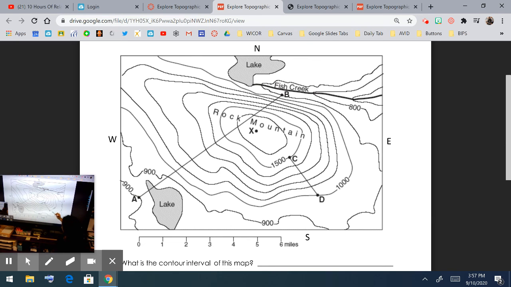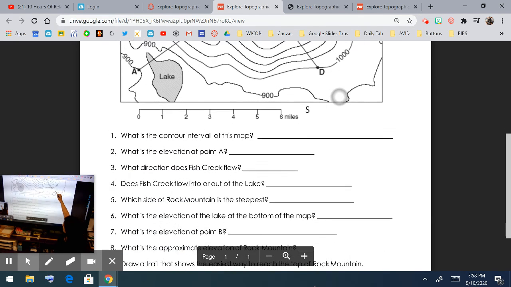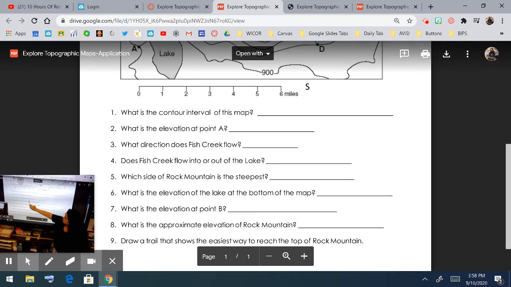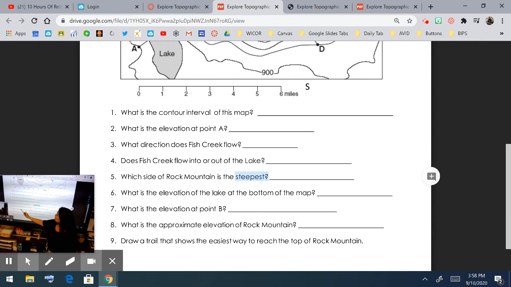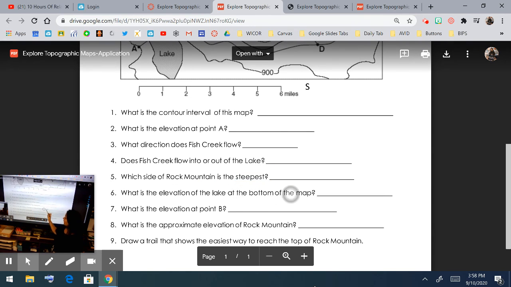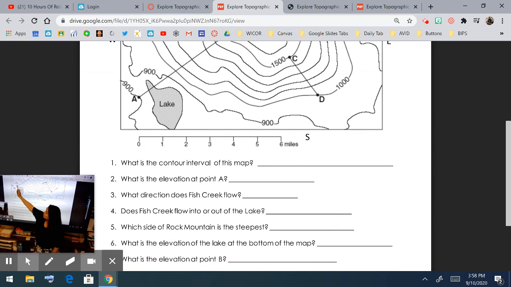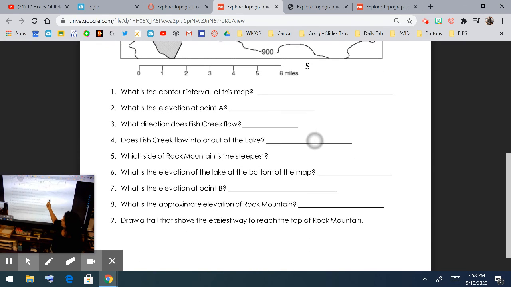Okay, y'all, I think I touched on everything. So you have to do elevation. I ask which direction Fish Creek flows. Does it flow into or out of the lake? So you need to think about where the point is pointing. Which Rock Mountain is the steepest? So we talked about that. What is the elevation of the lake at the bottom? We did talk about what this business right here means.